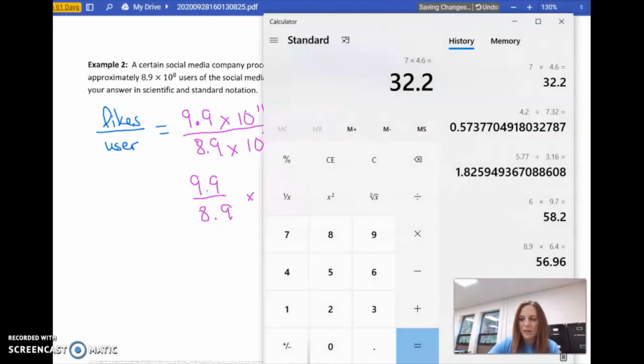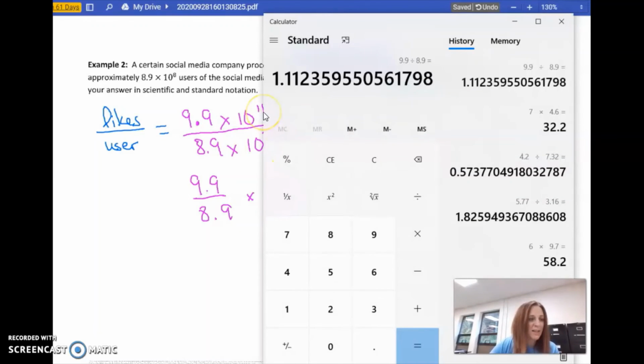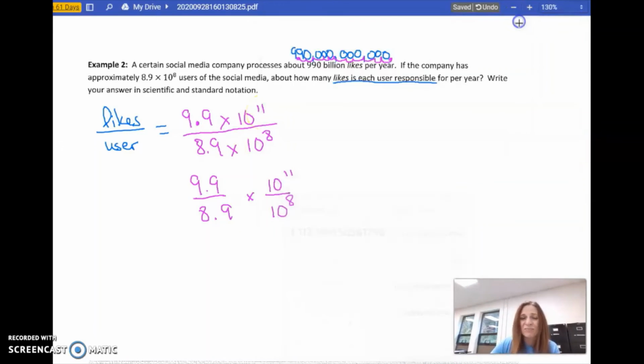So use your calculator. We're going to have to approximate again. I'm just going to say it's 1.11, I guess. Throw that approximately equal to sign in there. 1.11 times 10 to the, same base dividing, subtract the exponents. So 1.11 times 10 to the third. That's the number of likes per user.